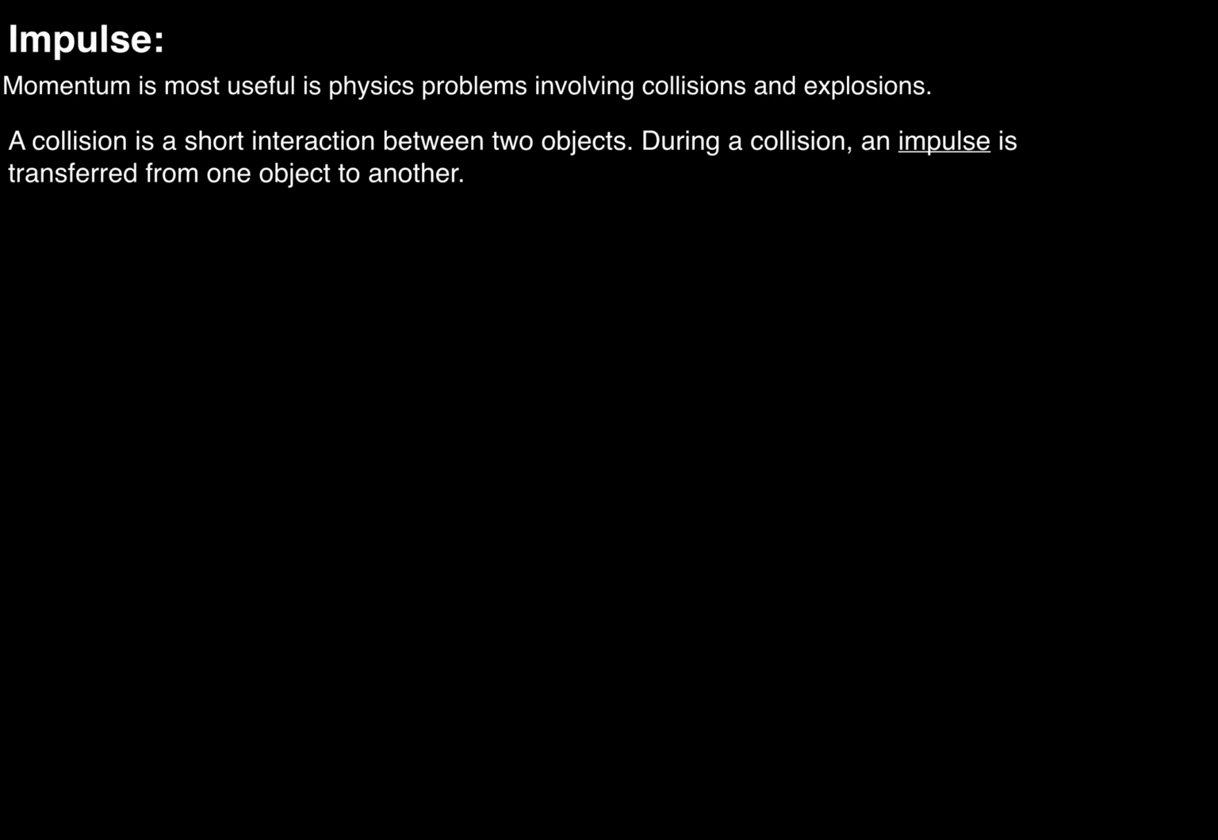A collision is a short interaction between two objects. During a collision, an impulse is transferred from one object to another. This is the same as saying a force is transferred from one object to another, but it's a more precise definition. Impulse has the formula impulse equals force times change in time. Impulse has no symbol. We just write out the word impulse.